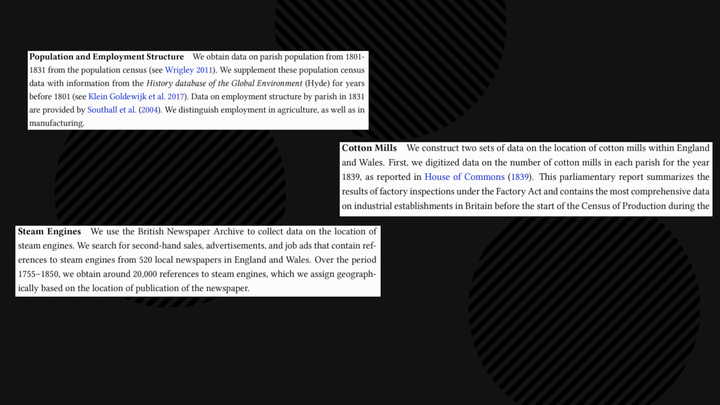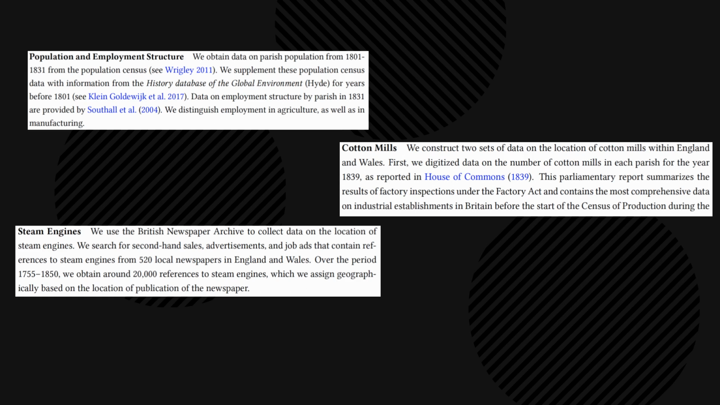The authors examined 520 British newspapers that advertised steam engines for sale, finding 20,000 references to steam engines between 1755 and 1850. These references were then mapped onto the different regions in England and Wales.